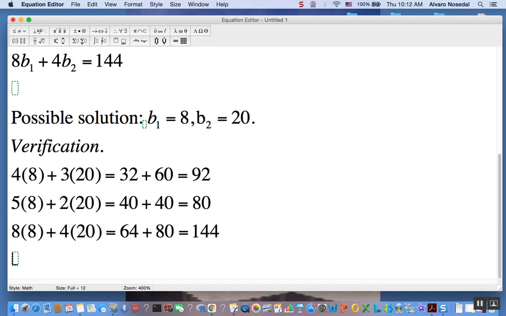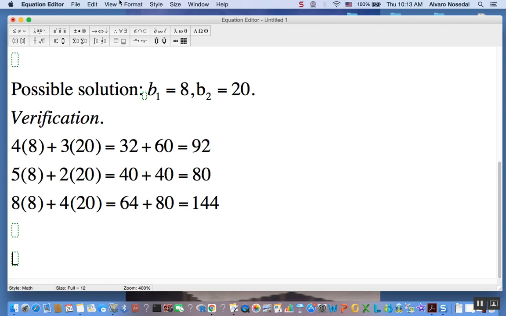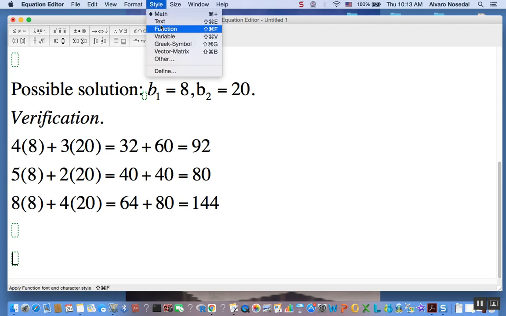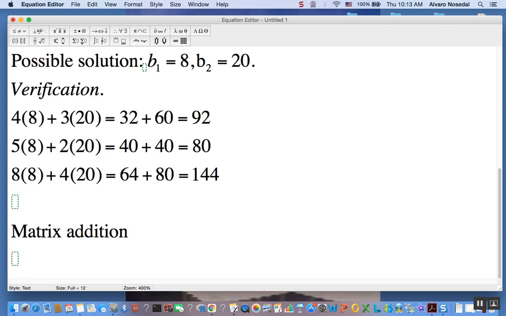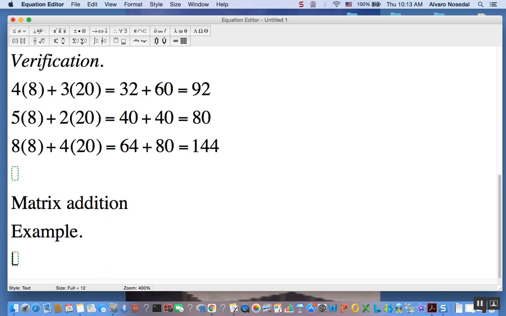So we would like to add the following matrices. Let me write them down here. As I said, we're moving on to discussing matrix addition. So the example that we're going to be discussing is this.